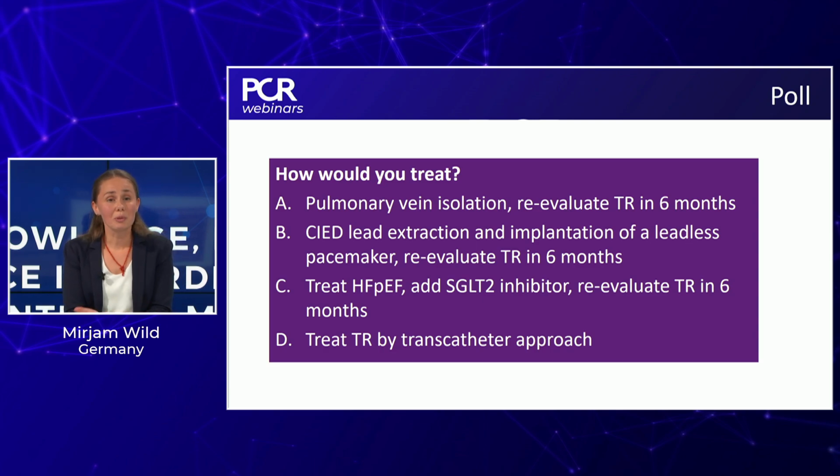And so we would like to ask you again, how would you treat this patient? Now it's getting a little more complex because we're already warmed up. Would you go for an EP regimen first, either by pulmonary vein isolation for AFib and re-evaluating TR? Would you extract the CIED lead if you think it impacts the valve function and is a main cause for the regurgitation, possibly implanting a leadless pacemaker instead? Or would you rather expand the HFpEF treatment in this patient or go directly for a transcatheter approach?